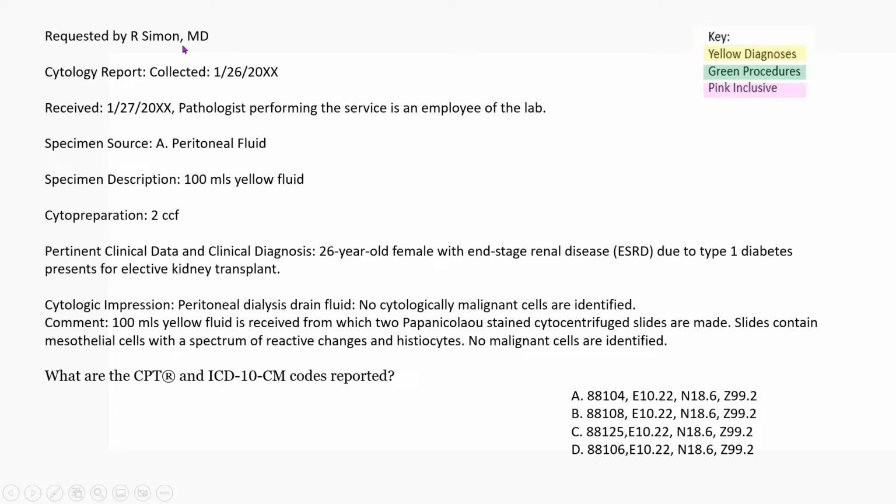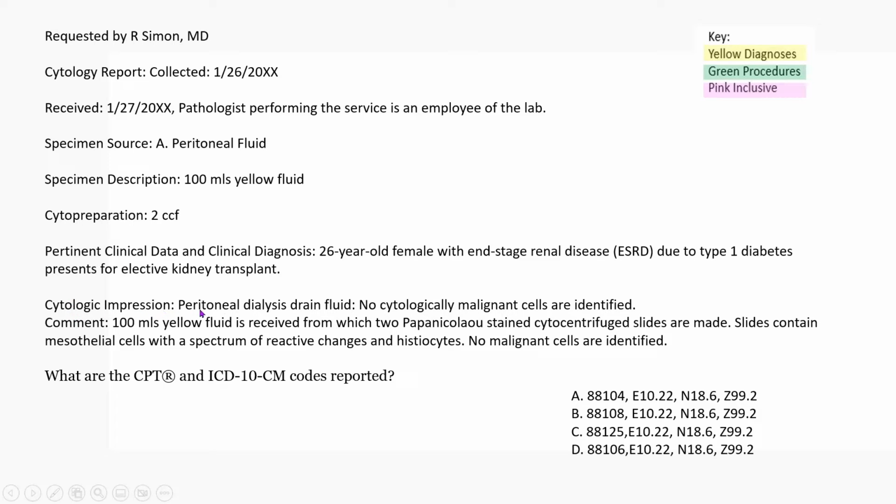Requested by R. Simon, MD. Cytology report. Collected 1/26 present year. Received 1/27 present year. Pathologist performing the service is an employee of the lab. Specimen source, a peritoneal fluid. Specimen description, 100 milliliters of yellow fluid. Cytopreparation, 2 CCF. Pertinent clinical data and clinical diagnosis: 26-year-old female with end-stage renal disease due to type 1 diabetes presents for elective kidney transplant.